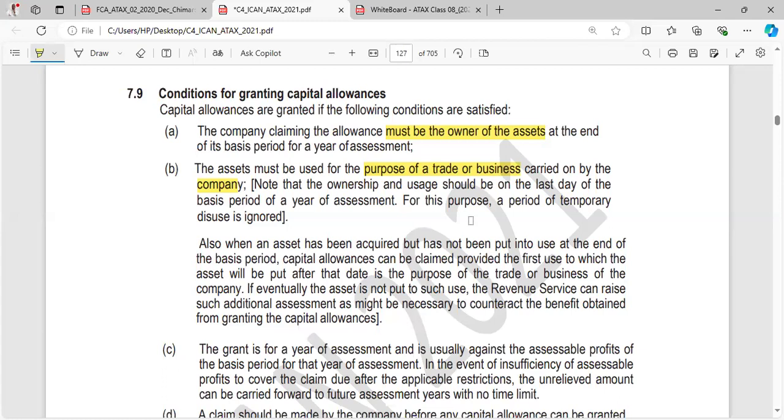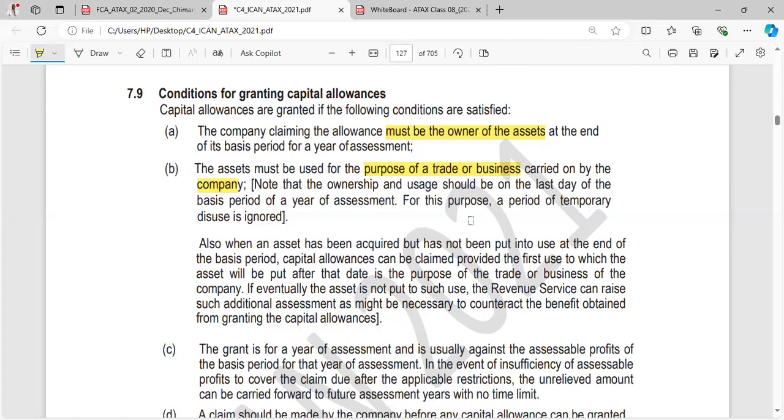You claim capital allowance. But let's say maybe in June or in July, there was a temporary stoppage of usage. Then maybe you start using it again in September. All those temporary periods are ignored. What matters is that as at the end of the year, is that asset in use by your company? If that is so, you will claim it. For it to be in use, that means it must be in your possession.